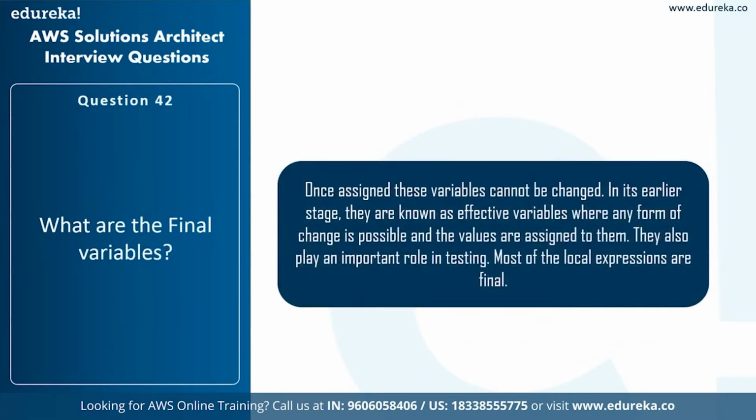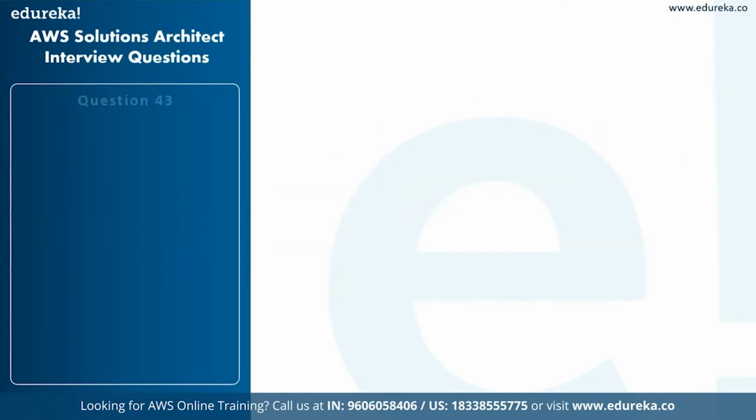The next question is, what are the final variables? Now once assigned, these variables cannot be changed. In its earlier stage, they are known as effective variables, where any form of change is possible and the values are assigned to them. They also play an important role in testing, and most of the local expressions are final.